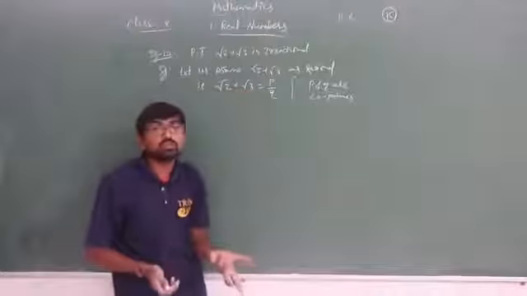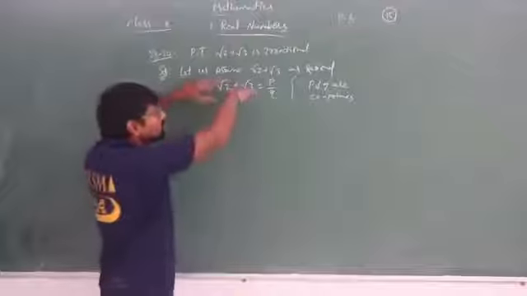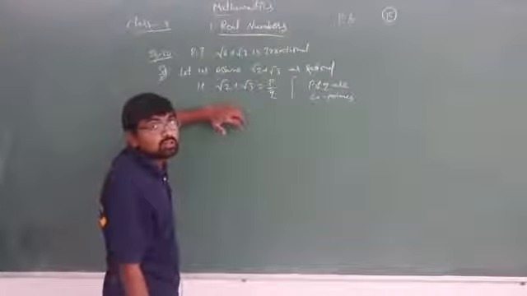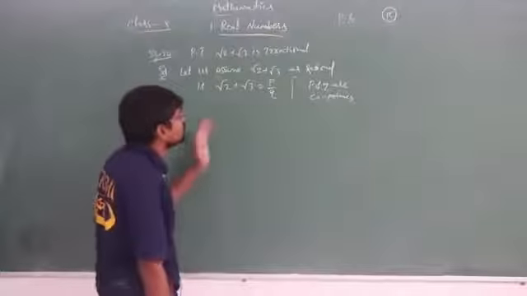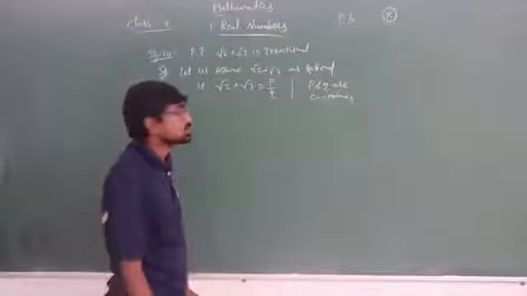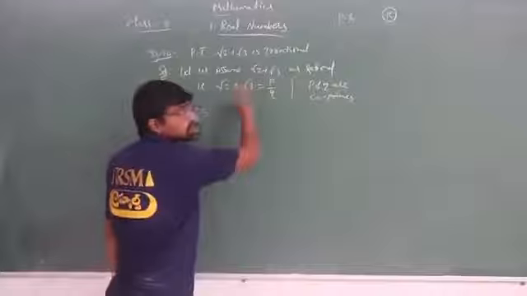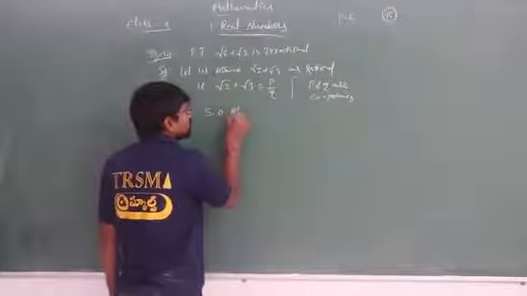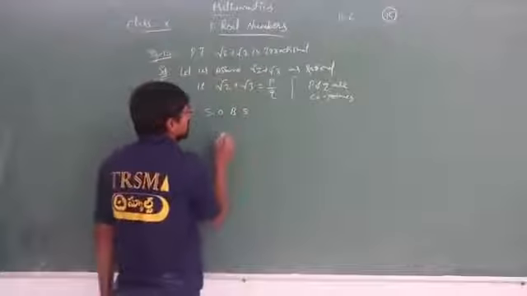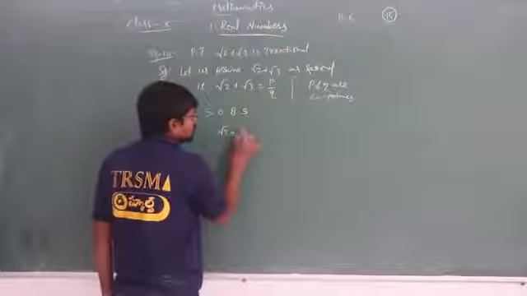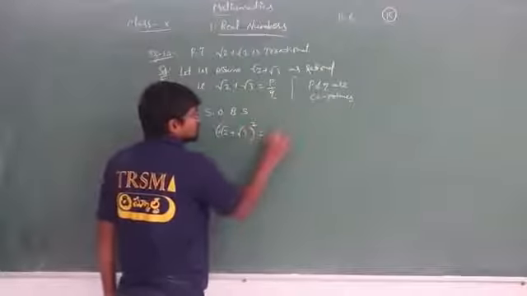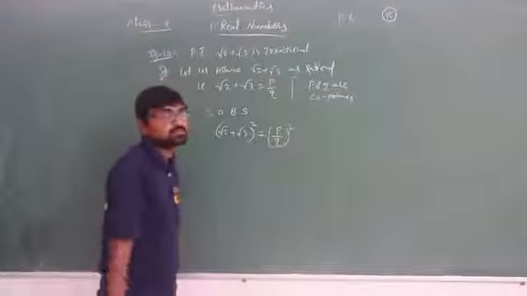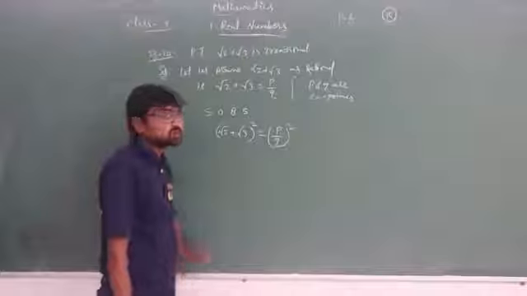So for that, what we need to do? We need to check whether we can remove these roots or not. How can we check? By squaring on both sides. So we need to remove the roots. Squaring on both sides: root 2 plus root 3 whole square is equal to P by Q whole square.